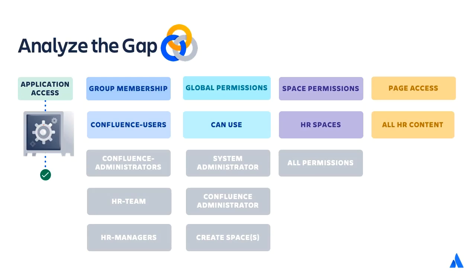In our current use case, the gap is quite clear. Claudia already has access to Confluence as a licensed user with the Can Use global permission. She has been granted this permission through her membership in the Confluence users group. She can already access some content in spaces where members of the Confluence users group have been granted the space permissions to do so. This is our baseline.